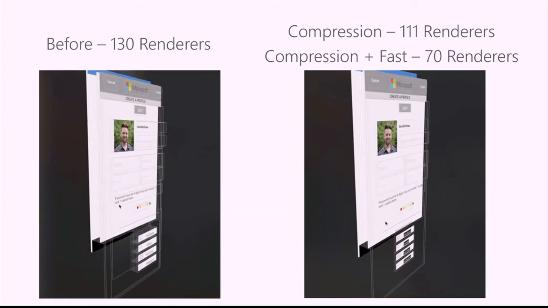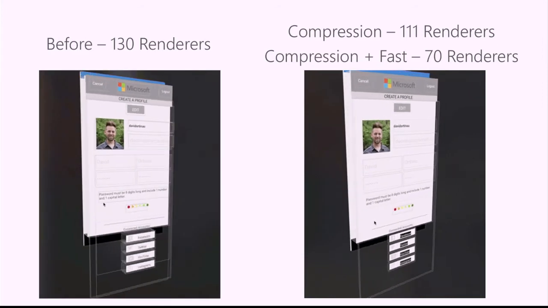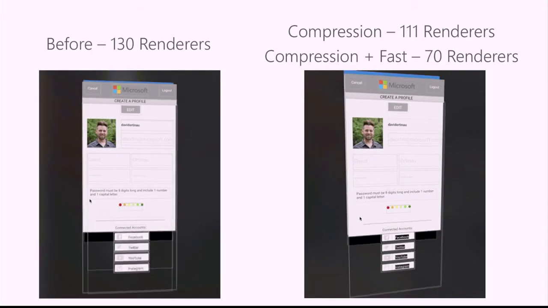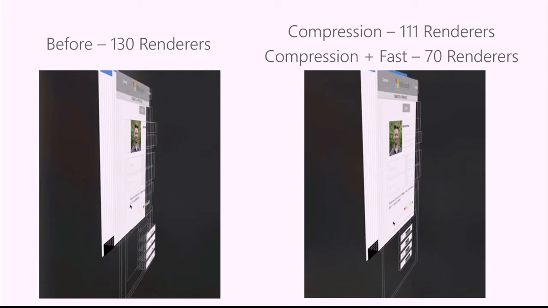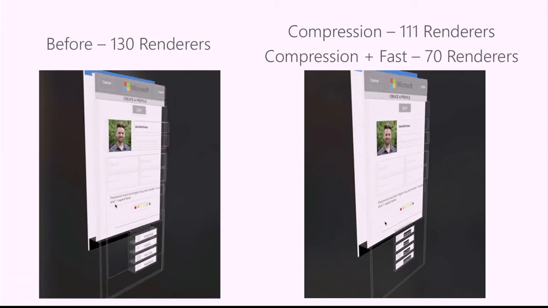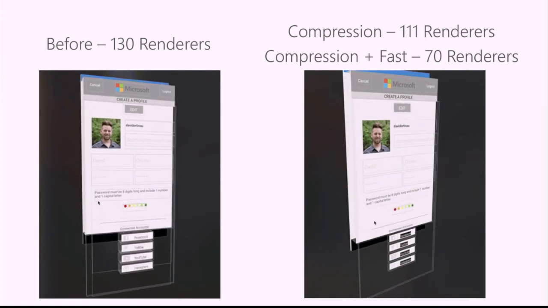The entire amount of renderers, as we would say, so any renderer on the screen for a control is 130. After turning on layout compression, that reduced it to 111. Once we turned on fast renderers for the images, buttons, and labels, that reduced it another 41 down to 70, nearly cutting it in half.